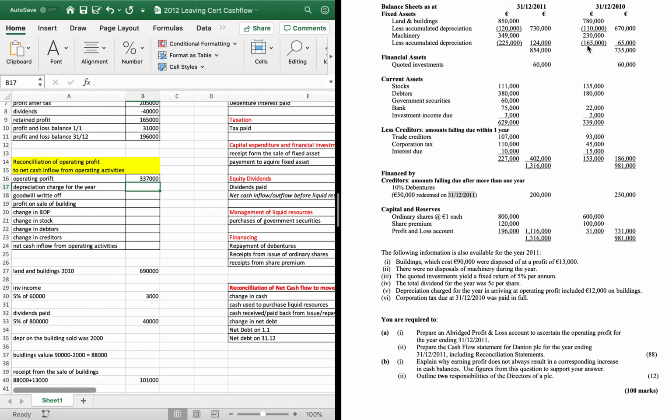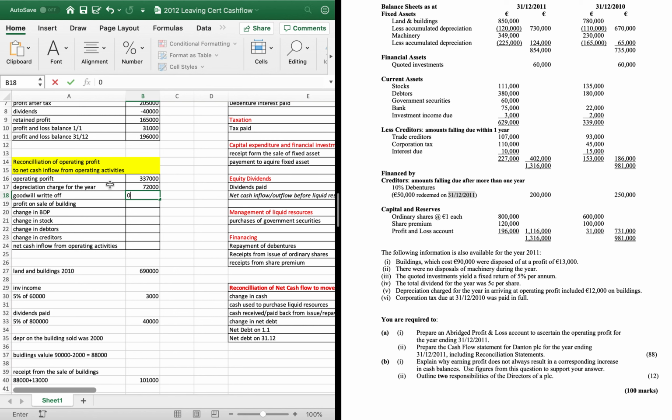Then the depreciation on the machinery. We haven't sold any machinery, so it's just the difference between the 165 and the 225. Don't get confused about the other numbers, they're just totals. It's quite badly laid out there. I don't really know why they have it done that way, but it's the difference between 165 and 225, which is 60,000. So the total depreciation charge for the year, which of course we're adding on as a non-cash expense, is 72,000. Remember, we're adding back non-cash expenses, we're taking away non-cash gains.